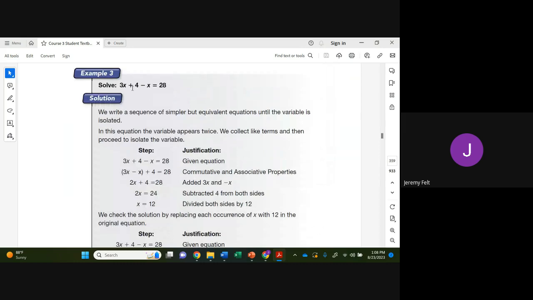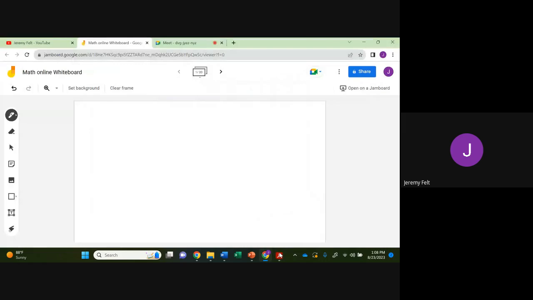Now this one we have to collect like terms. So we have 3x plus 4 minus x equals 28. First thing we want to simplify both sides of the equation. Can't simplify this, but we can simplify this side of the equation. Since I have 3x minus x right here, I can't add 3x and 4 or 4 minus x because I don't know what x is.